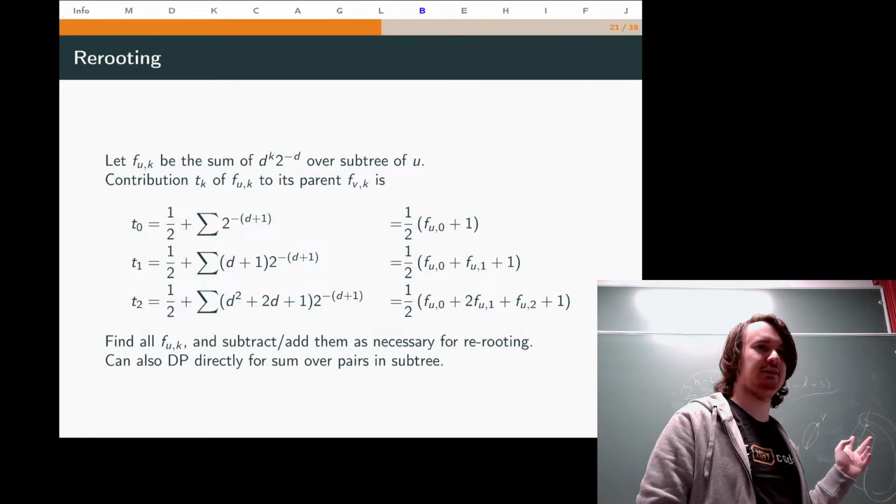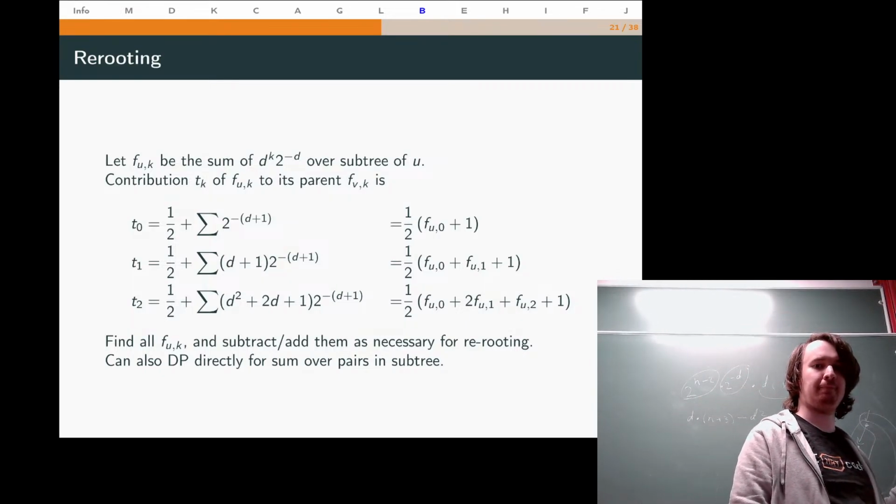So, are there any questions about problem B? Did anyone solve this?